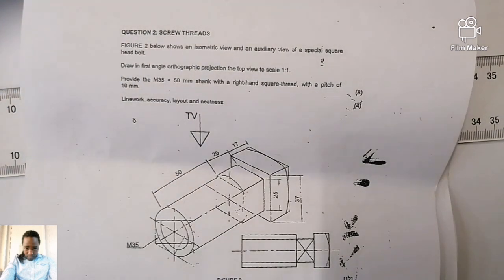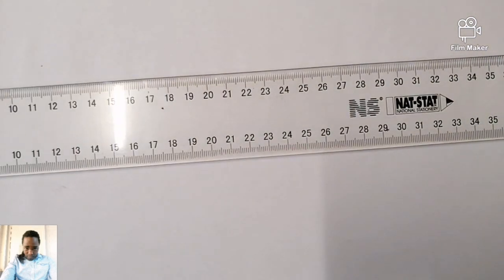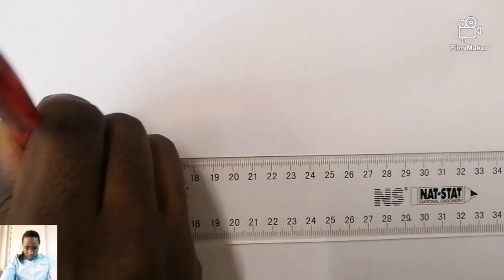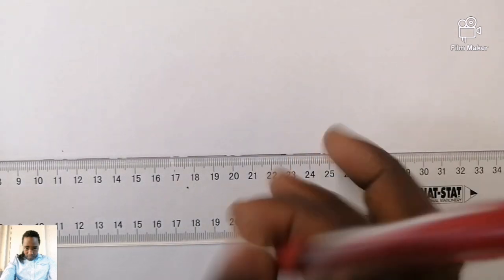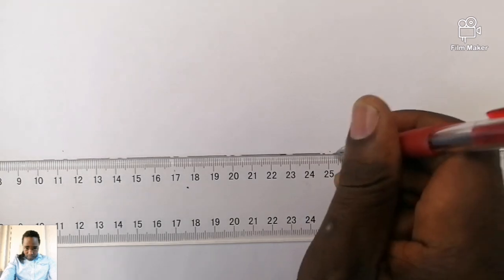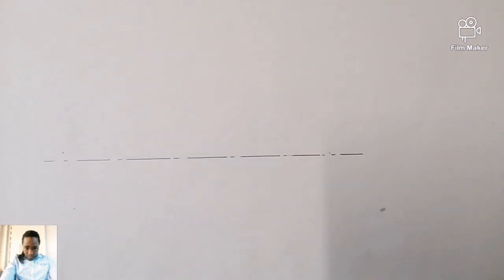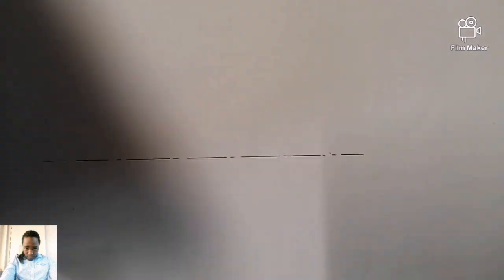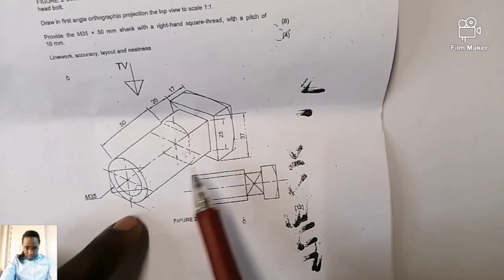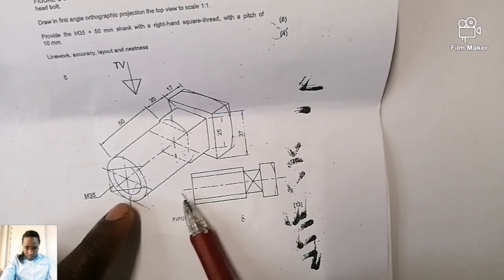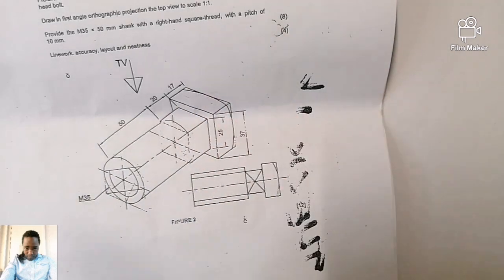Okay, so the very first thing that you have to draw, the start, is a horizontal center line like this. You must be very careful whether your screw thread is going to be horizontal or vertical. You understand? Here you are given a hint: from here till there is 50 millimeter, using a scale of 1:1.